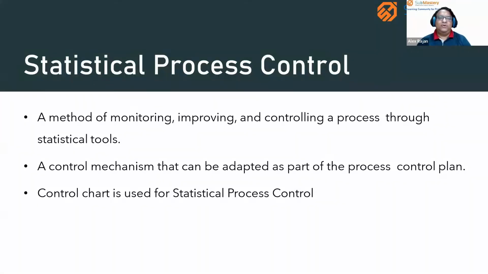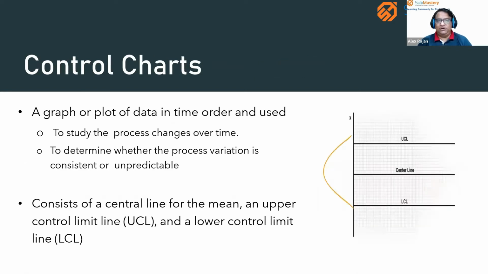But when we look into this Six Sigma part of it, we try to do statistical process control, where we monitor, improve, and control a process using statistical tools. So a control chart becomes a part of statistical process control. It becomes a control mechanism for how we can sustain the improvement over a period of time. So control charts are used for controlling or sustaining the improvement of the process.